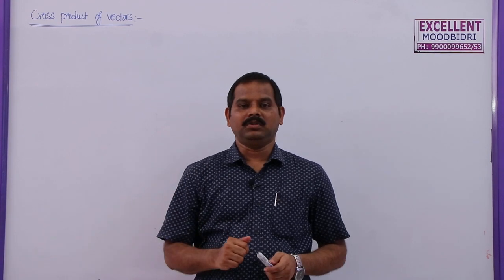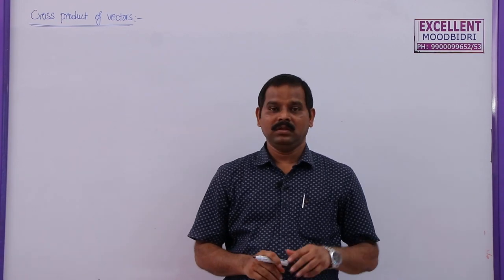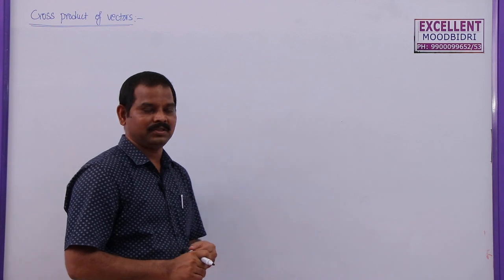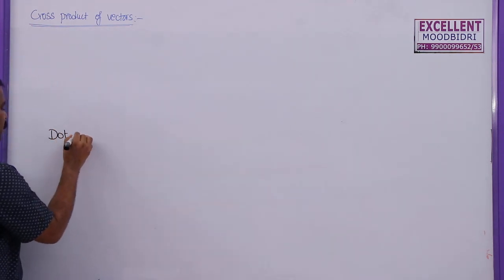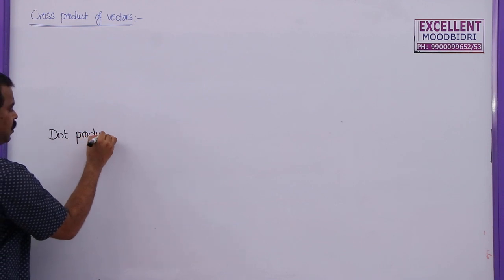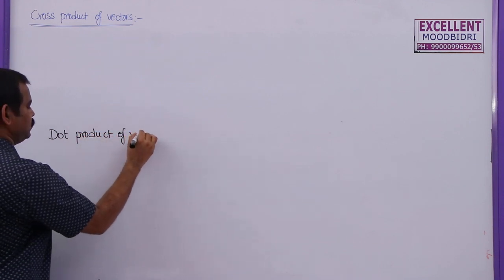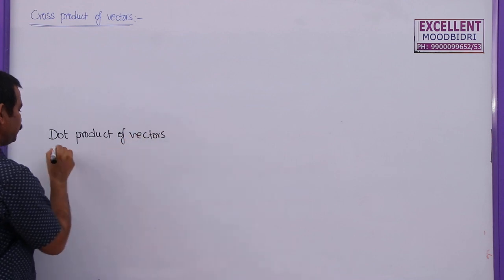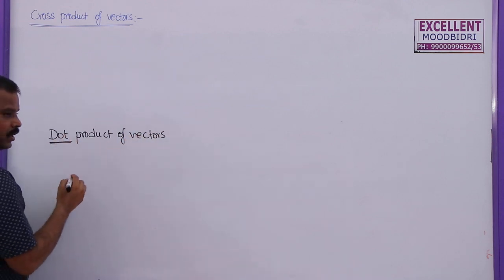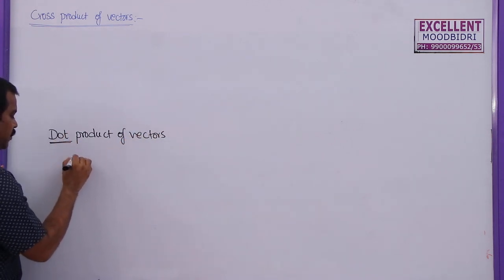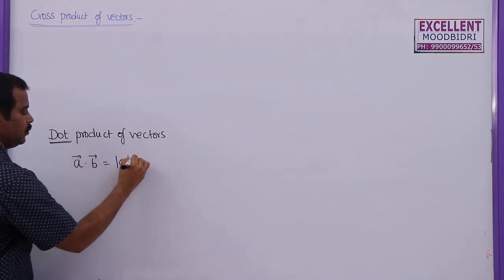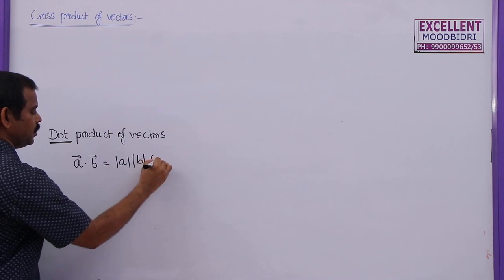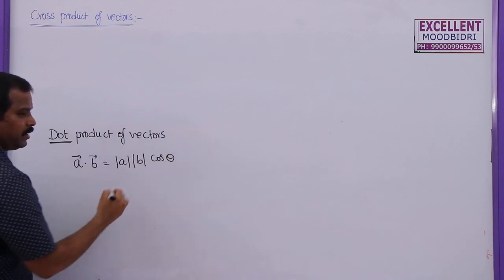This is cross product of vectors. In the previous lesson, that is work energy power, we studied about dot product of vectors, also called scalar product of vectors. Why it is called dot product means we are using a dot to indicate that product, where A bar dot B bar is given by magnitude of A, magnitude of B into cosine angle between them.